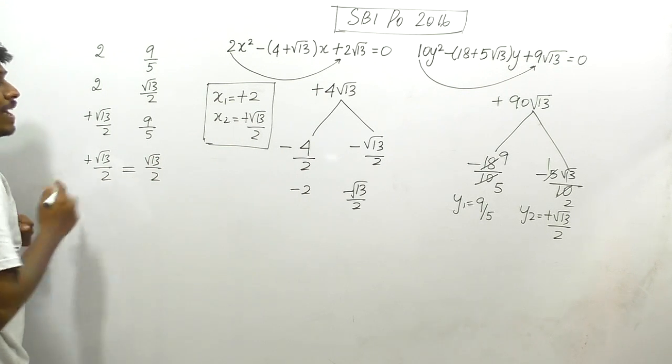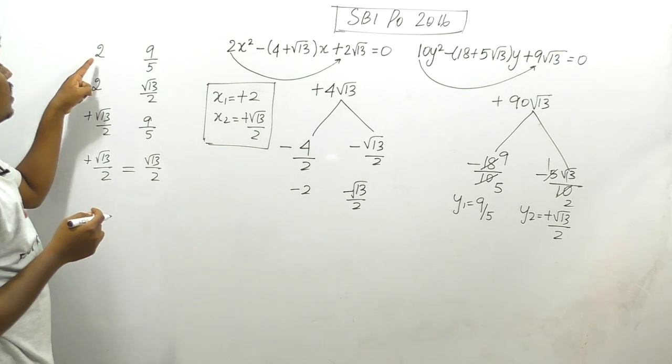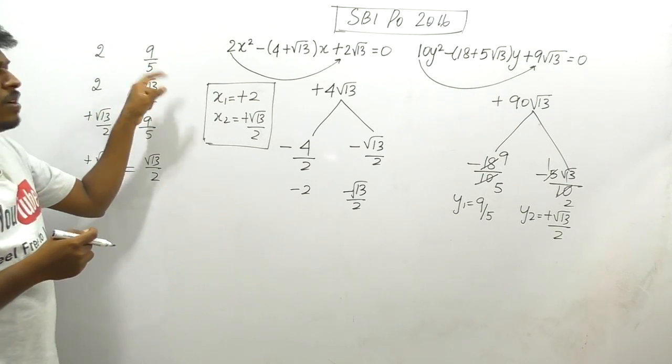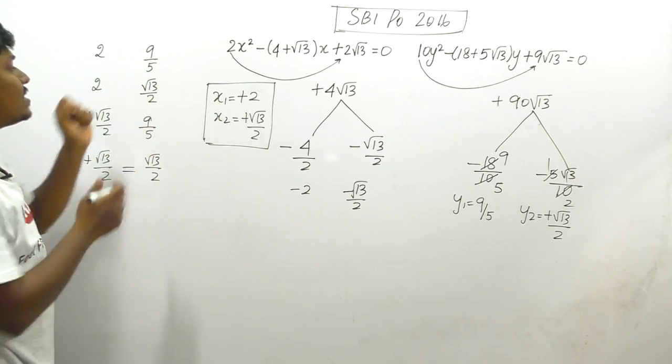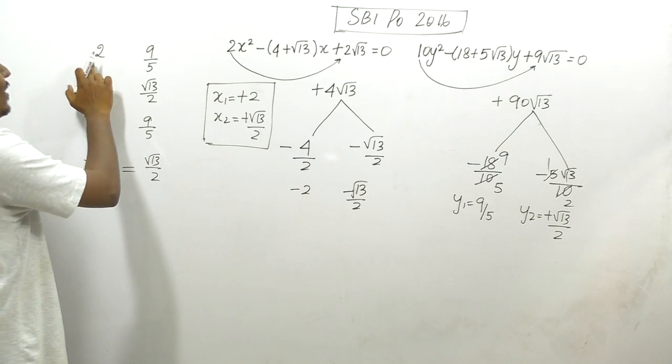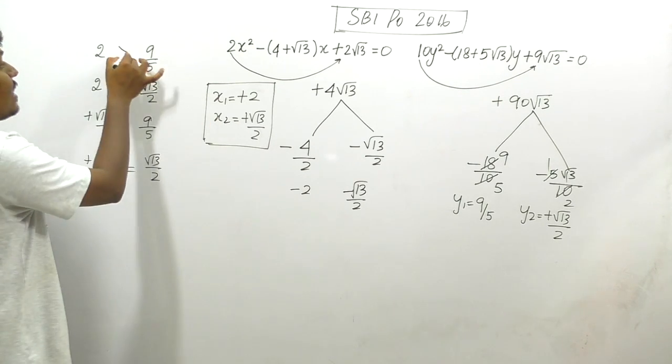I can say that these two values are equal. Friends, see here, 9 by 5. I have already told you in many sums how to compare a value. Just cross multiply. 5 into 2 is 10. Whether 10 is greater or 9 is greater, I can say that 10 is greater.